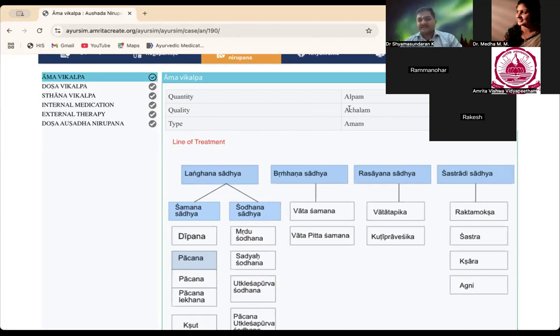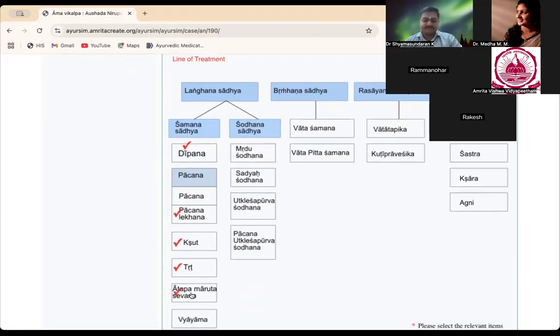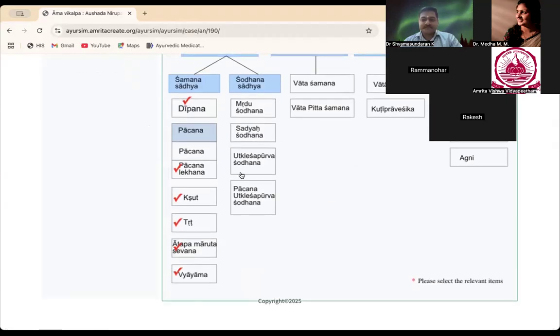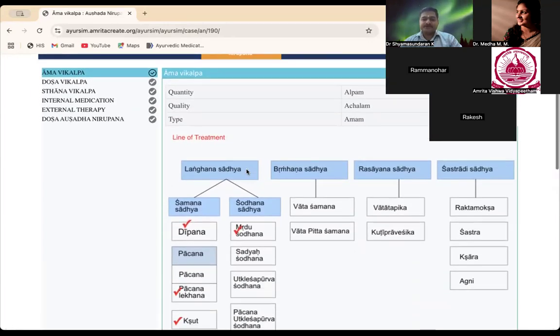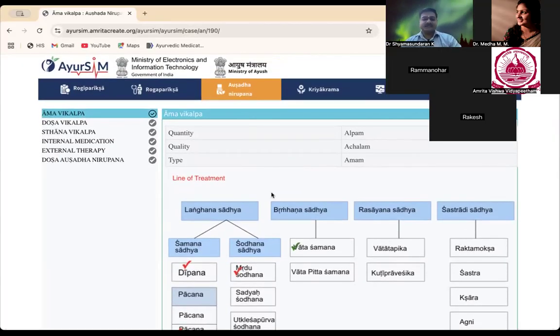Based on this, you will finally decide: is it a Langhana Sadhya Vyadhi, or a Brahmana Sadhya Vyadhi, or does it require a Rasayana Sadhya Vyadhi, or is it a Shastradi Sadhya Vyadhi? All of this you have to choose. And as you choose, the green and red tick marks will help you identify what is correct and what is wrong. So this is also making the student learn which approach they have to take. This comes under the Aushadha Nirupana, and having done this is about the Ama Vikalpa.